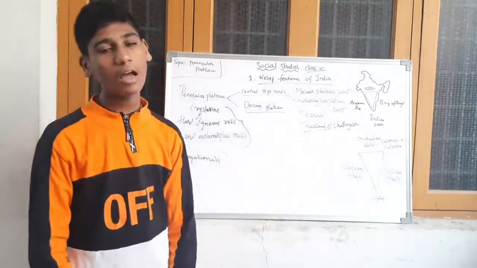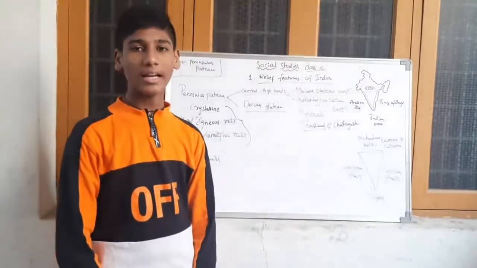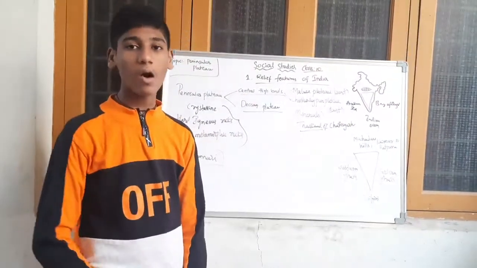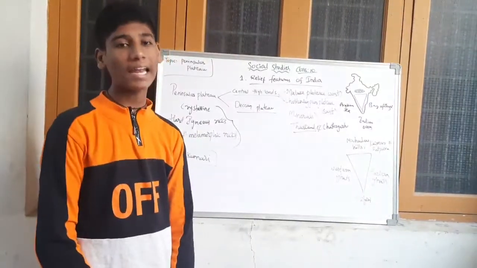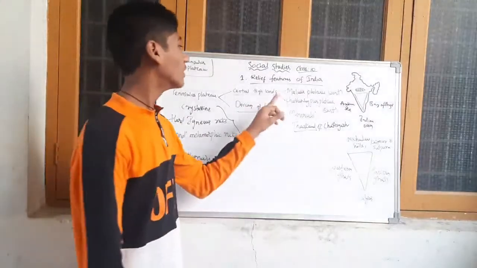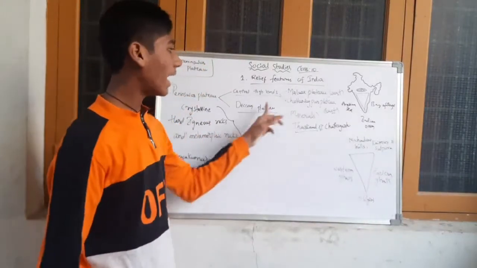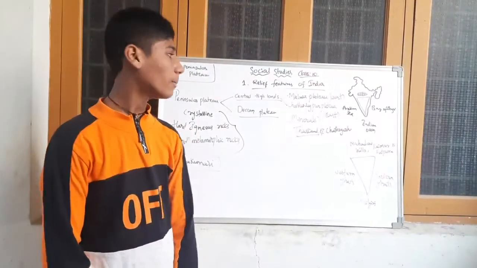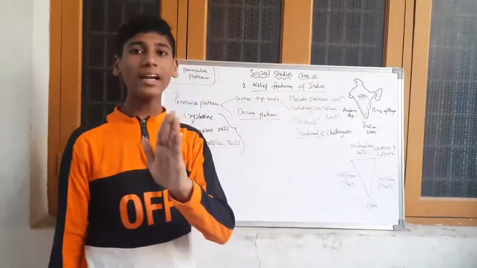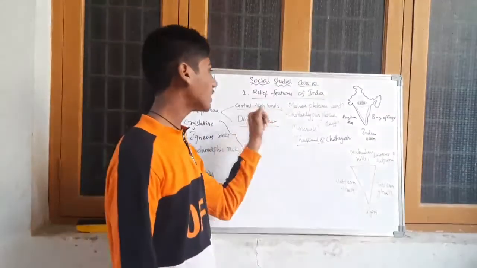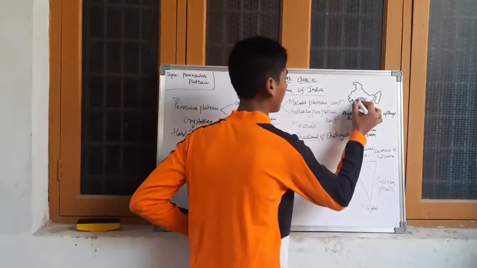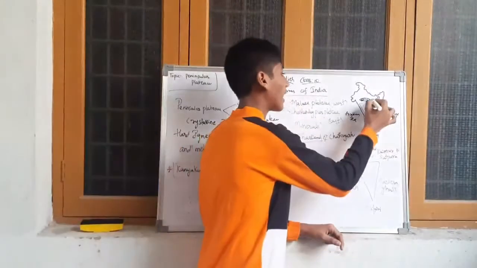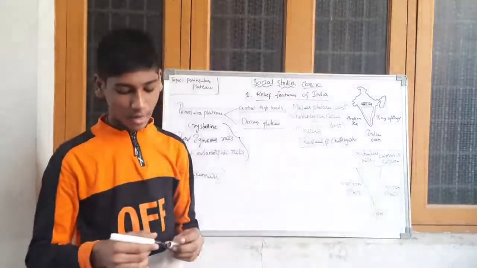Now let us discuss the Central Highlands. What is the Central Highlands? The Central Highlands are also divided into 2 main plateaus, that are nothing but the Malwa Plateau and the Chota Nagpur Plateau. The Malwa Plateau is located on the west side of the Central Highlands, and on the east side is located the Chota Nagpur Plateau.